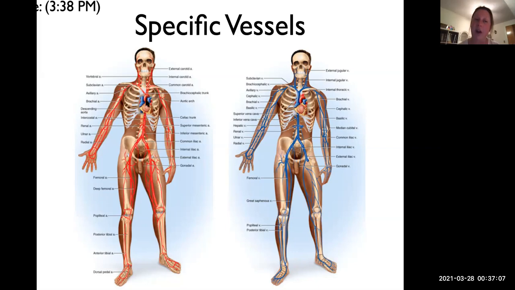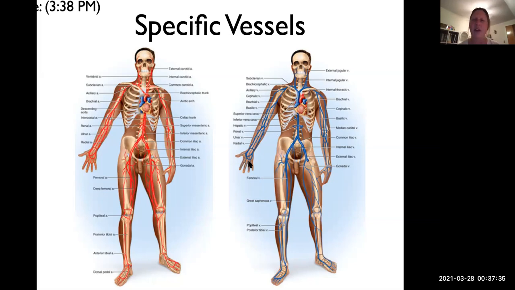Remember, arteries carry blood away from the heart. In this diagram, the blood is always traveling away from the heart in any of these arteries. In the veins, where the blood is returning to the heart, the blood is always traveling in this direction, back toward the heart. So it's not just the color that's different, it's also the direction.